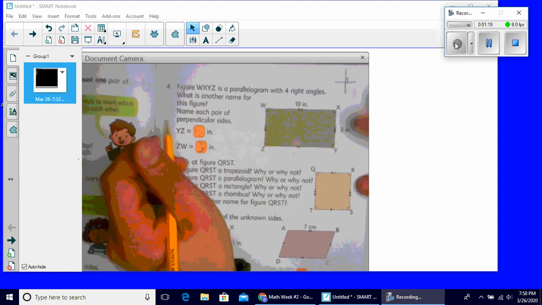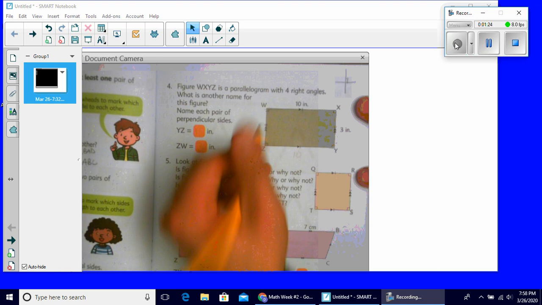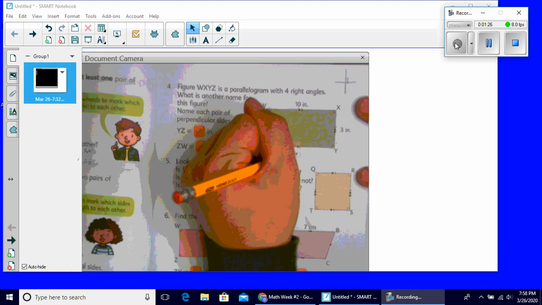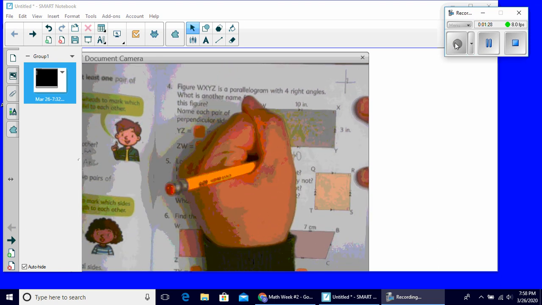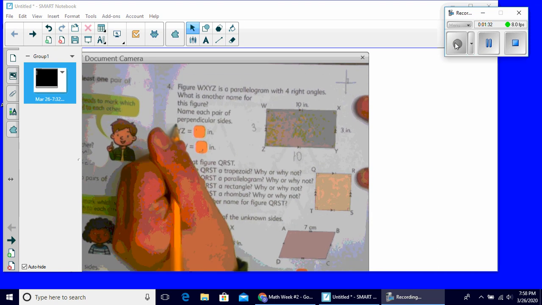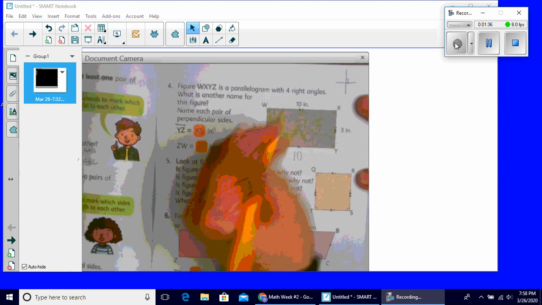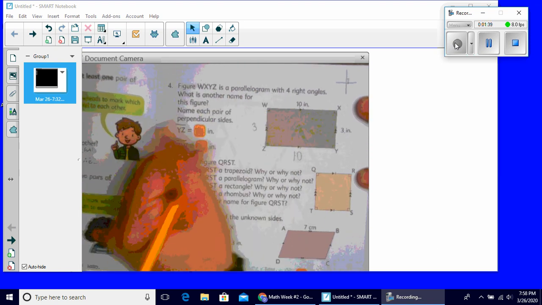Now they want us to define the measurement of line YZ and ZW. Again, we know that a rectangle has opposite sides of equal length, so if this is 10, this is 10. If this is 3, this is 3. So line YZ has a measurement of 10 inches. Line ZW has a measurement of 3 inches.